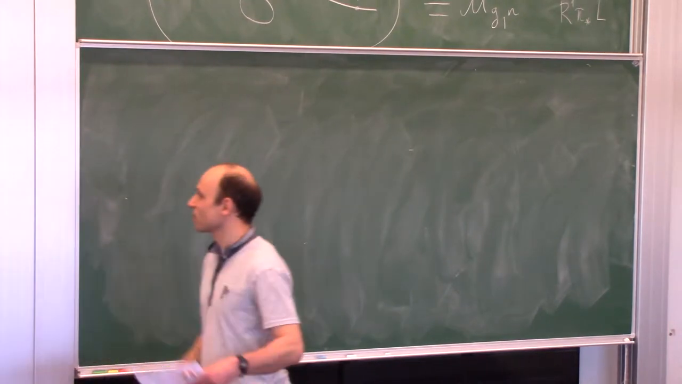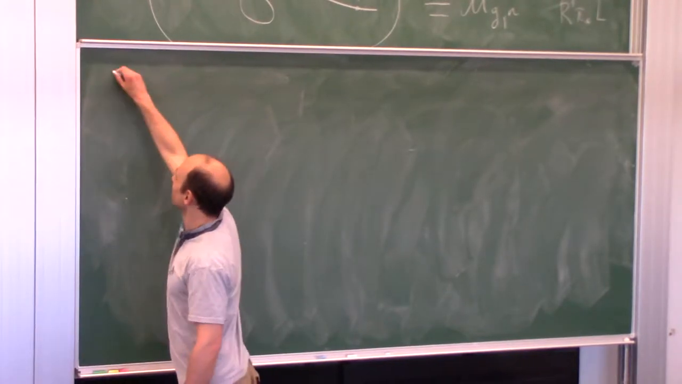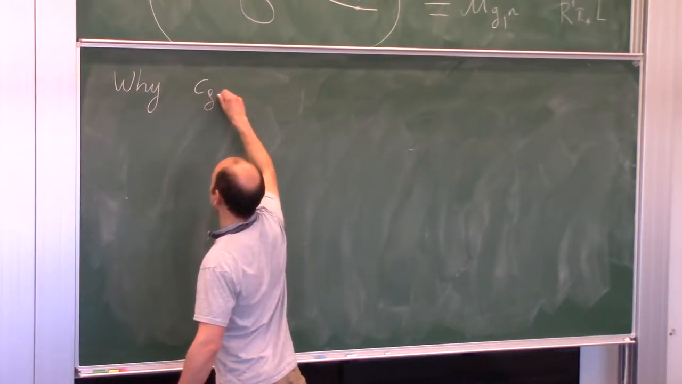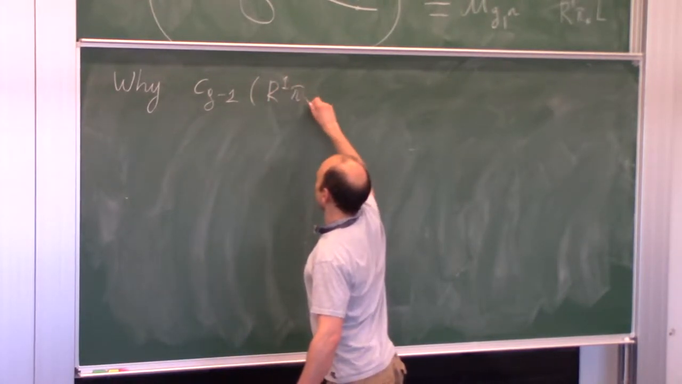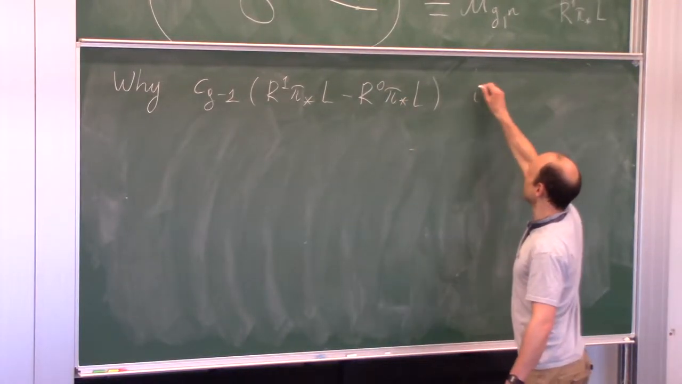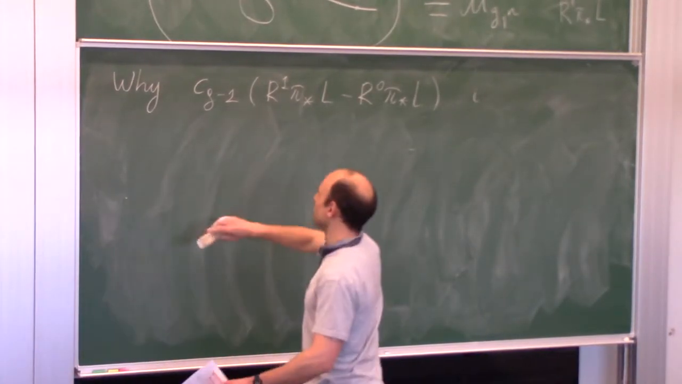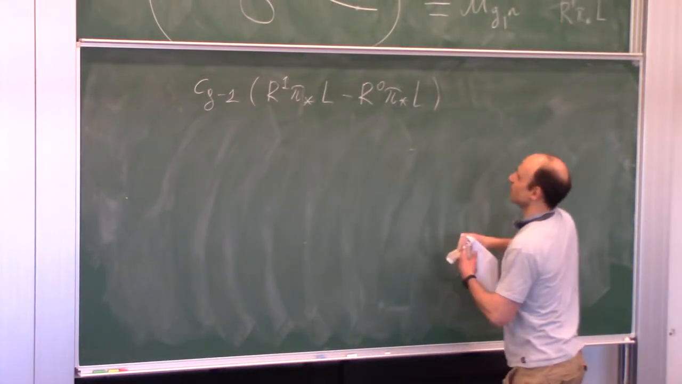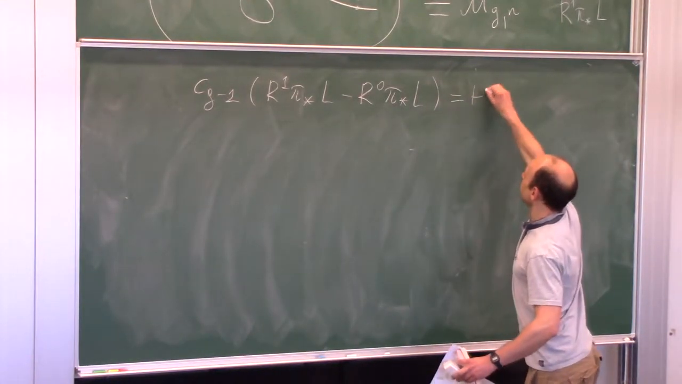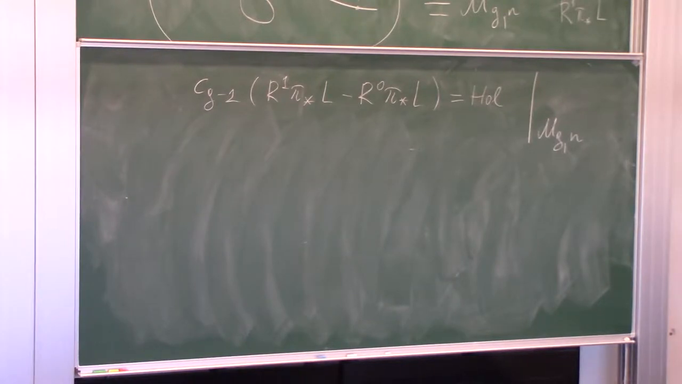Okay, so the disappointing part. Why is this not the right answer? Why is G minus 1 of R1 π star L minus R0 π star L... So maybe before saying it's the wrong answer, maybe I should write. So this is actually equal to the holomorphic locus restricted to M_g,n. So my reasoning, even although a little bit naive, was not so wrong.